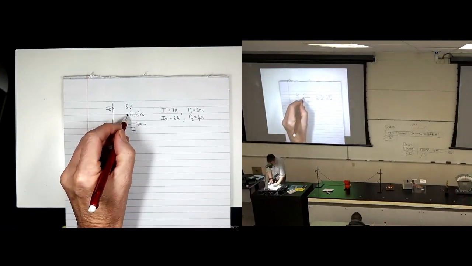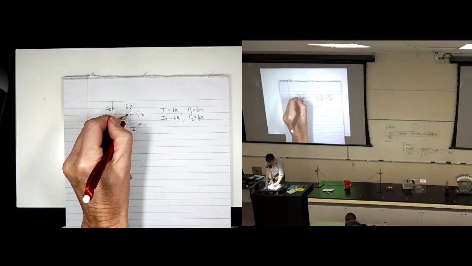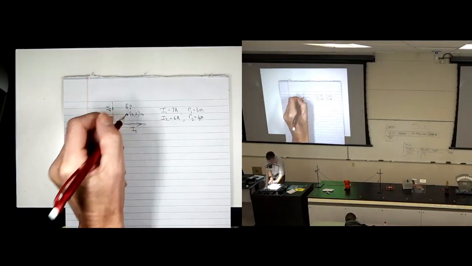We know we're interested in a point that is located at the coordinates 4 meters in the x direction, 3 meters in the y direction, from the origin, which is where the two wires cross. So we want to know the magnetic field at this particular point here.